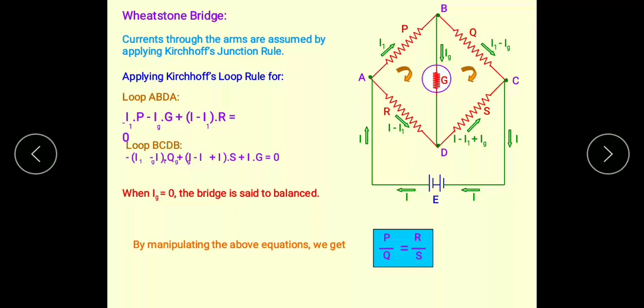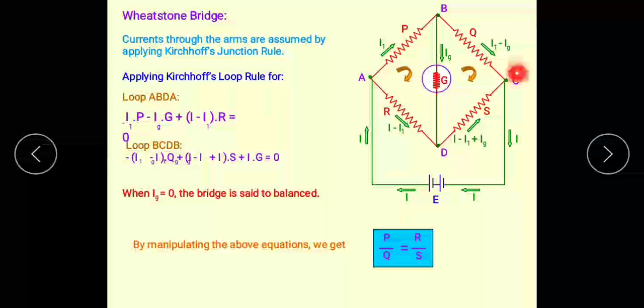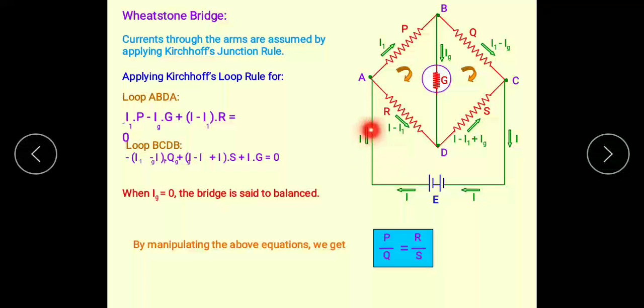Now after point C, both currents meet at point C, so there will be some algebraic sum of these two currents, and the sum will be I minus I1 plus Ig, and I1 minus Ig. So the sum will be simply I. So the current flowing through this path will be I. Now here, current I is flowing from point C and flowing up to point A.